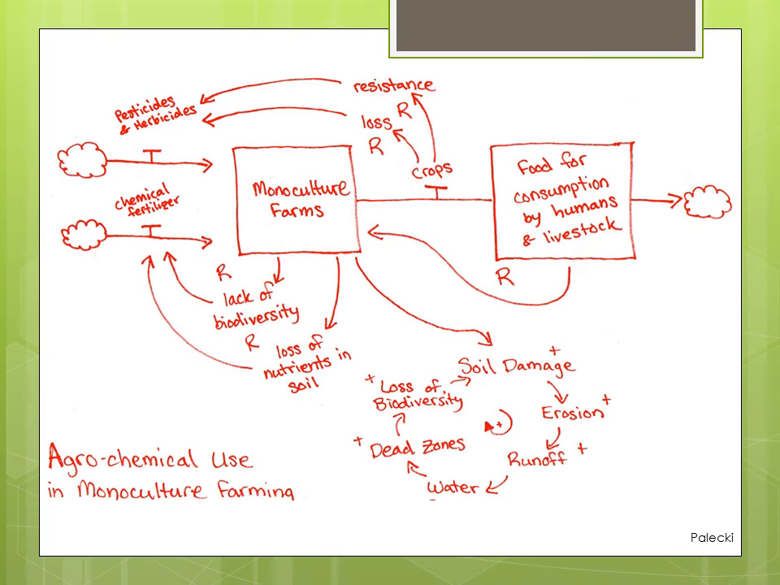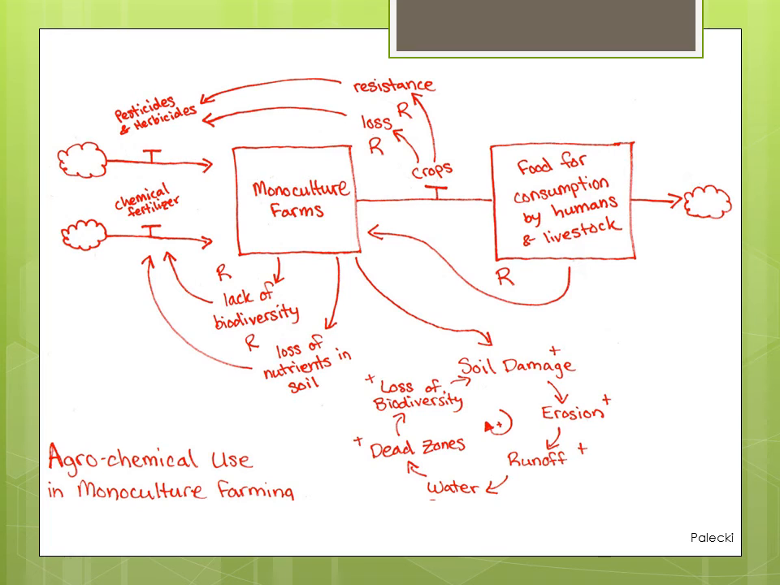This diagram explains a simplified version of the system of monoculture farming and the use of agrochemicals. The stock in this diagram is the monoculture farms. Inflow to the farm stock are herbicides and pesticides, as well as chemical fertilizers. The outflow from the farm stock is the crops produced. The first two reinforcing loops go from the stock of farms back to more fertilizer use due to loss of biodiversity and loss of nutrients in the soil.